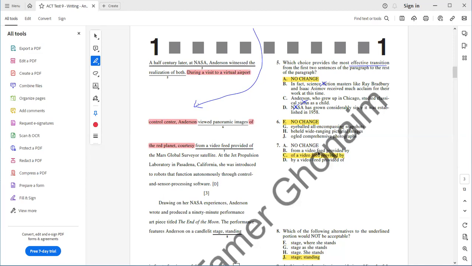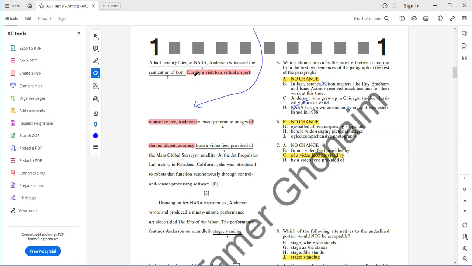Okay, Engineer Omar, number six, please. Read, please. During a visit to a virtual airport control center, and of the red planet events. Okay, let's look here, Engineer Omar.